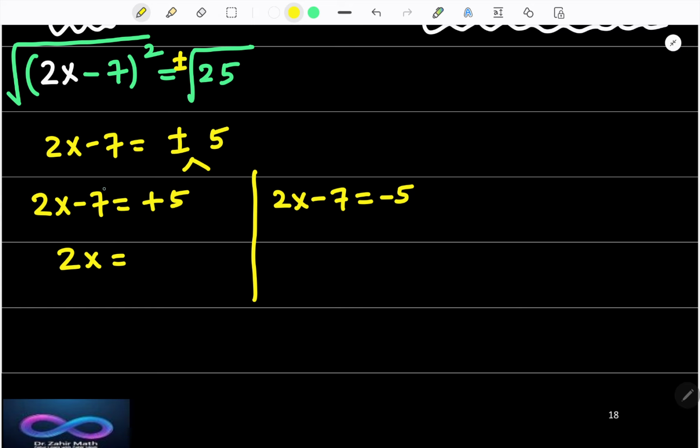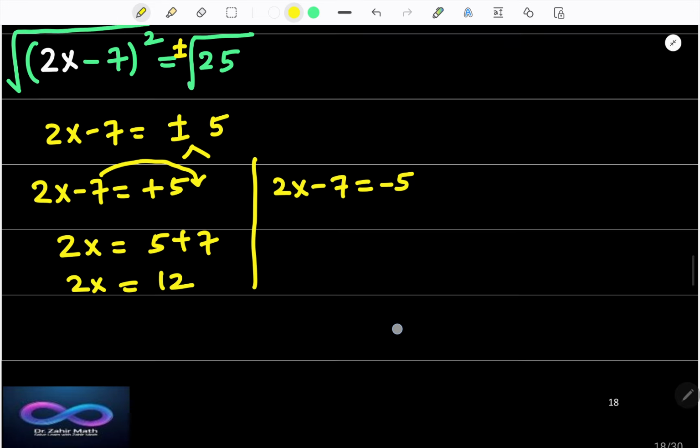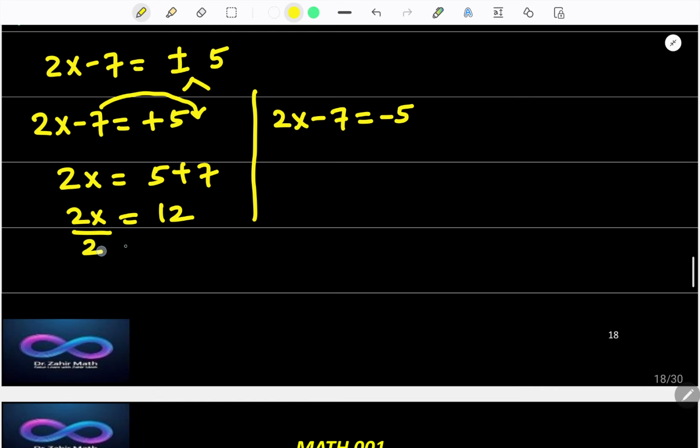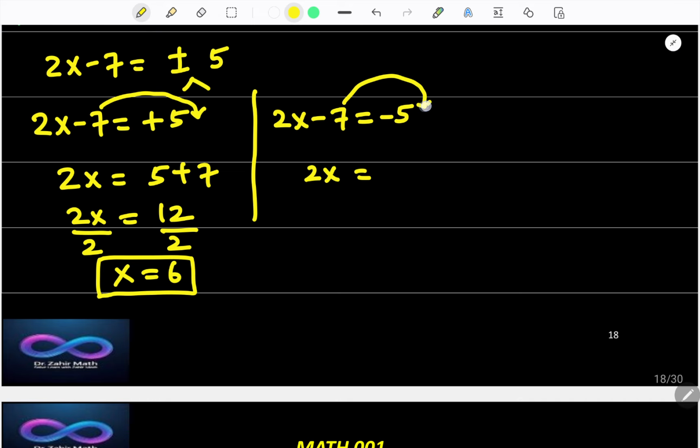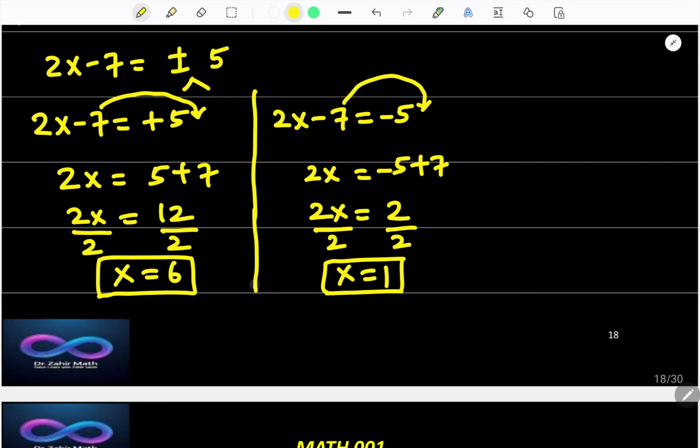So 2x equals, 7 goes that side, so 5 plus 7. So 2x equals 7 plus 5, which is what? 12, right? So divide by 2, divide by 2. So x equals what? 6. And here 2x equals, this negative 7 goes that side, minus 5 plus 7. So 2x equals 2, right? So divide by 2, divide by 2, x equals what? 1. So we got two answers.